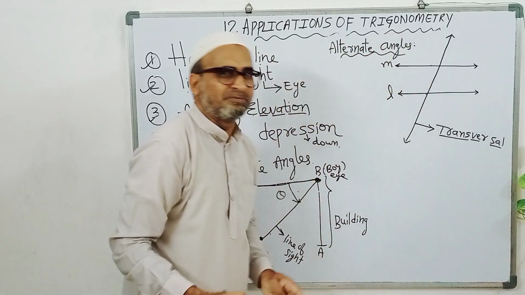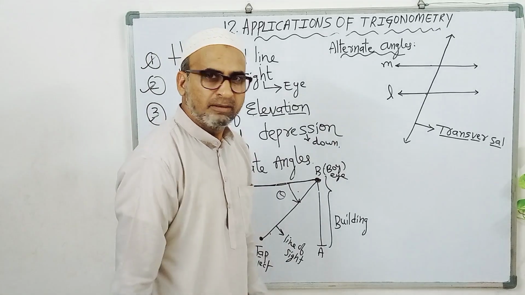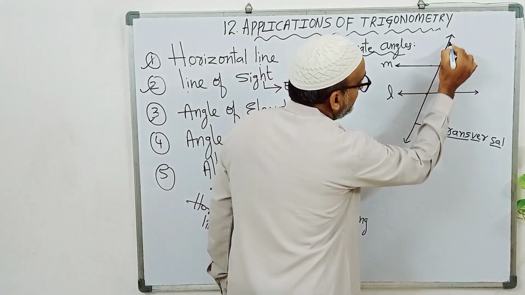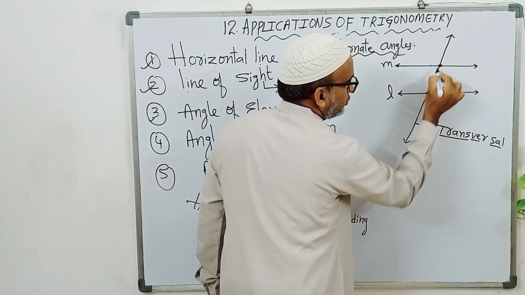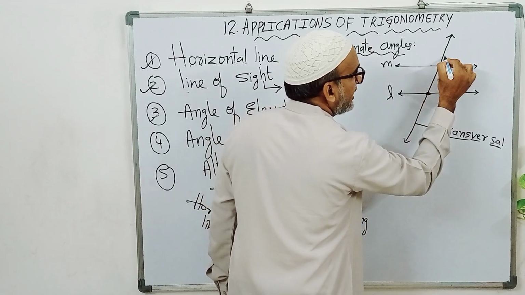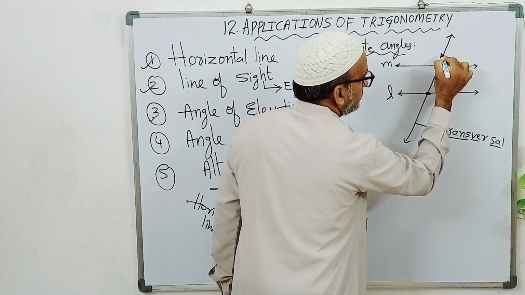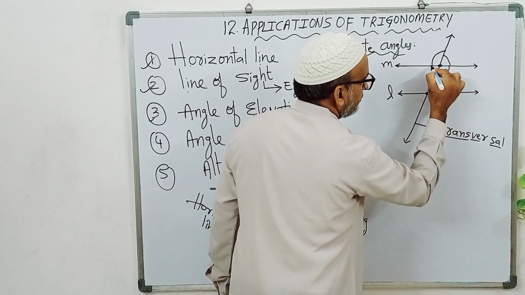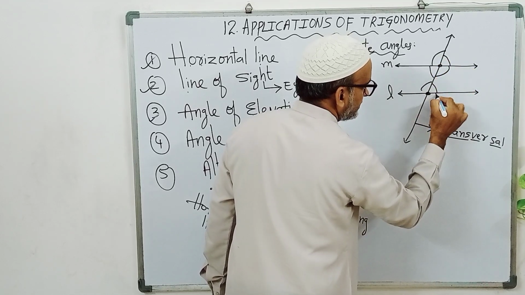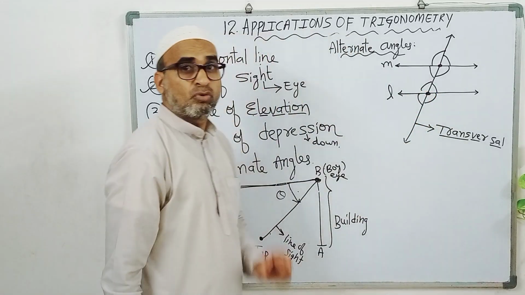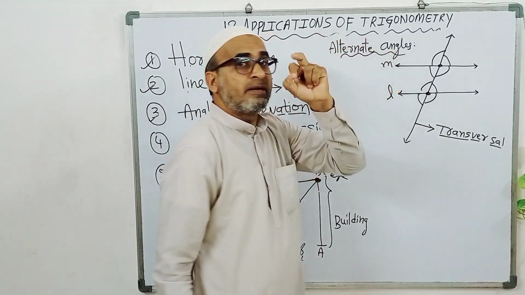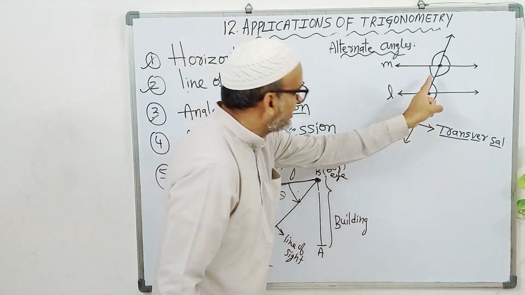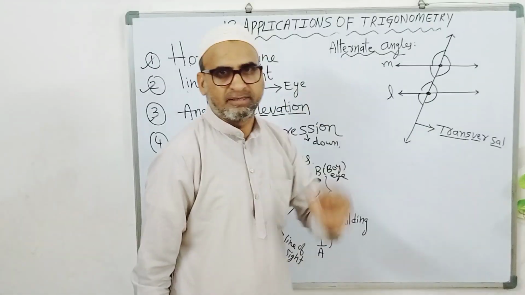Transversal means cutting line. When this line cuts these two parallel lines at two distinct points, totally 8 angles will form: 1, 2, 3, 4, 5, 6, 7, 8. From those 8 angles, what are alternate angles? In this situation only you will get alternate angles.